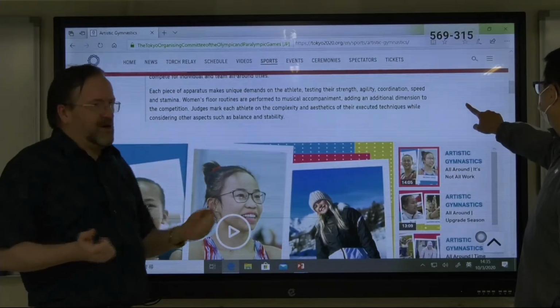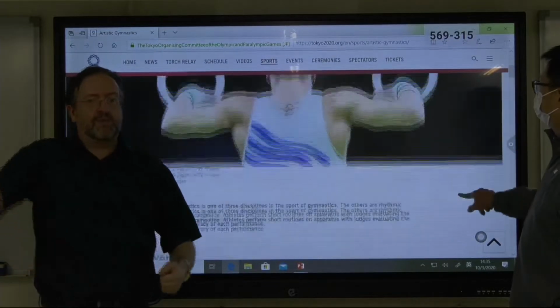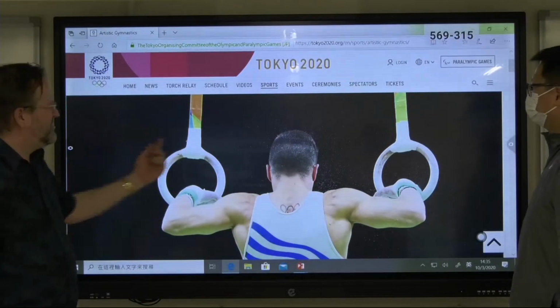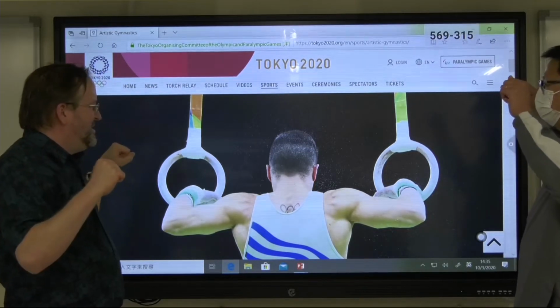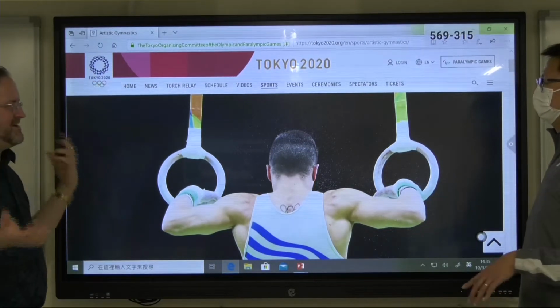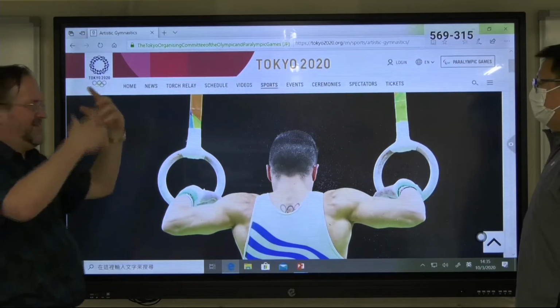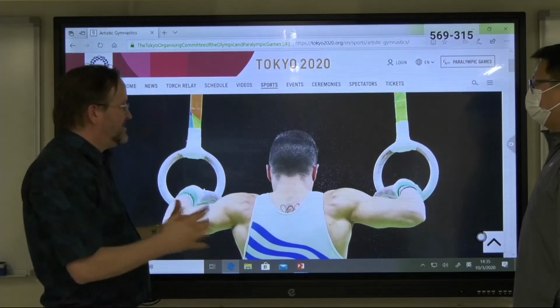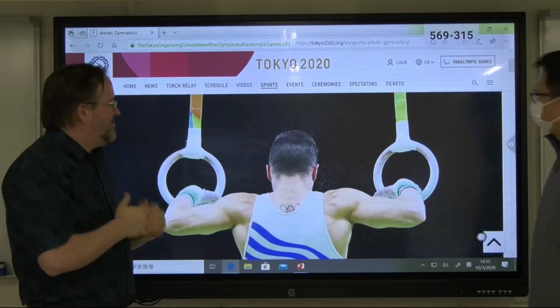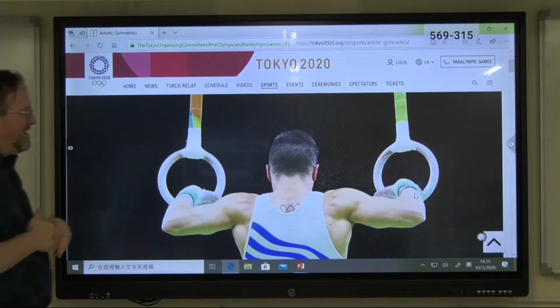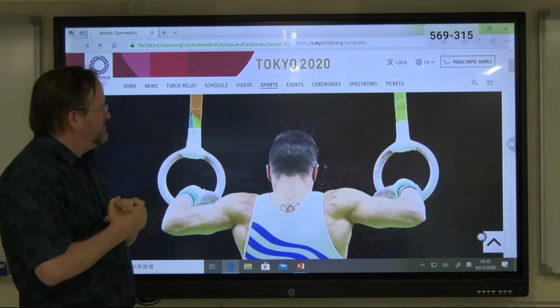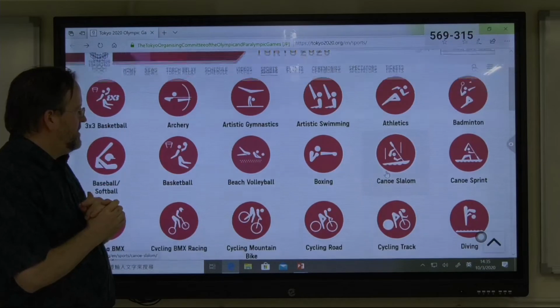So usually with the artistic gymnastics, they might have ribbons and stuff. They don't really show the picture here, but this guy, and the rings, they do that. They have to put on a show, though. They have to impress and land properly and do different things. I like these sports. Okay, and the next one.